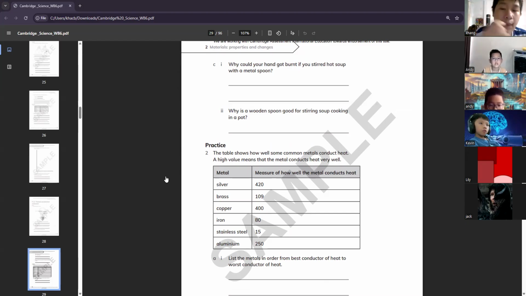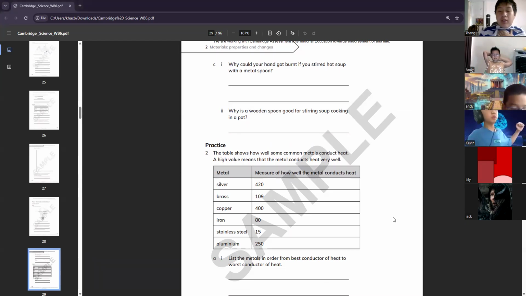Silver, copper, aluminum, brass, iron, and stainless steel. All right. So you start with silver. Then you go to copper. Then you go to aluminum. Then brass and iron. Then stainless steel.